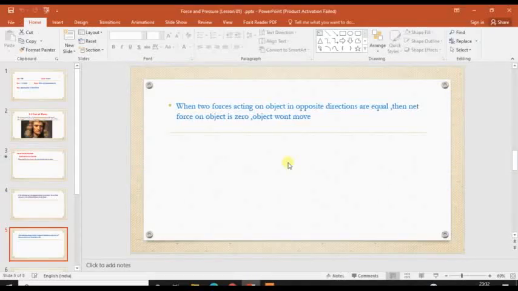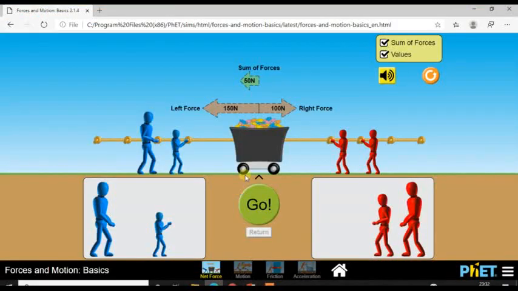In this case, when two forces acting on an object in opposite directions are equal, the net force on the object is 0. Then the object won't move at all. So let us go back to the simulation.